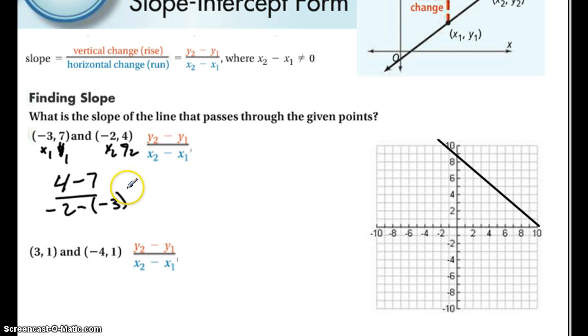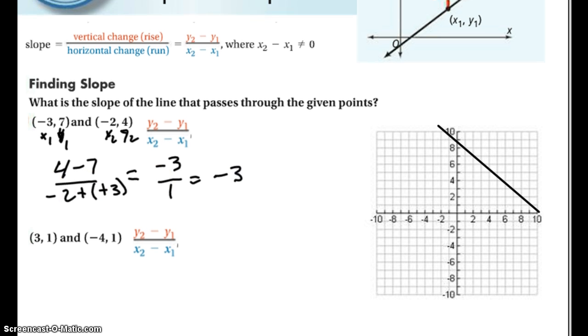Watch your negatives when you're finding a slope. It's the biggest mistake some people make. Let that not be your mistake. 4 minus 7, and this becomes plus. So you're going to have negative 2 plus 3, also known as 1, and your slope is going to be negative 3.